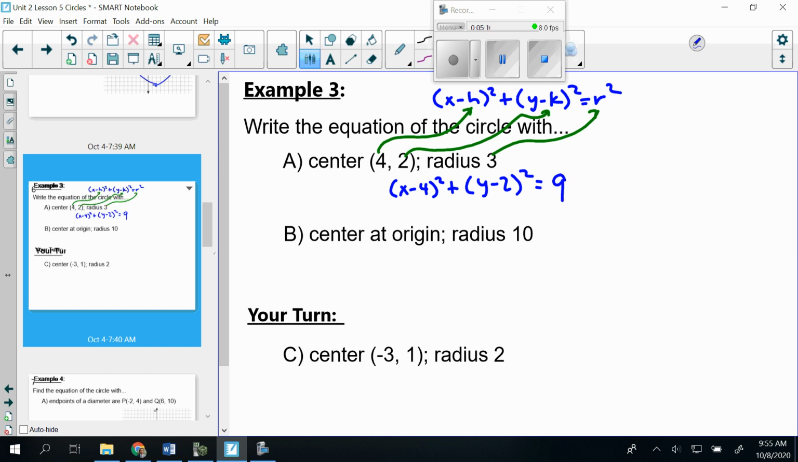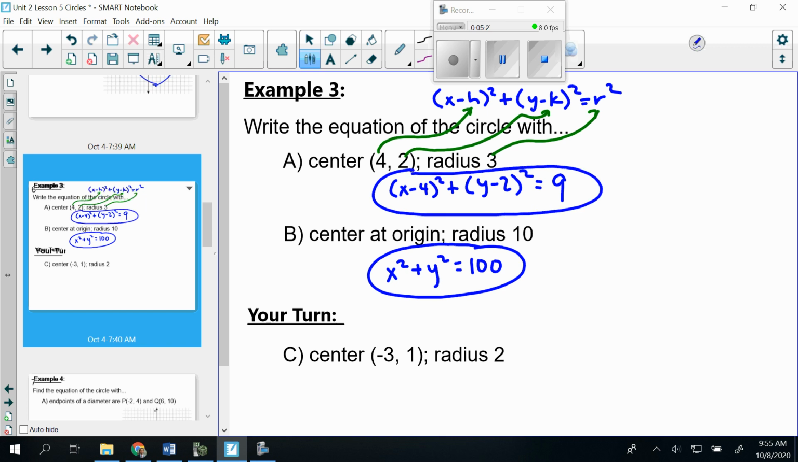B, center at the origin, radius is 10. So if it's the origin, remember we're just minusing 0, so it'll just end up being x squared plus y squared equals 10 squared, which is 100. All right, let's have you pause the video and try C out, see what you get.